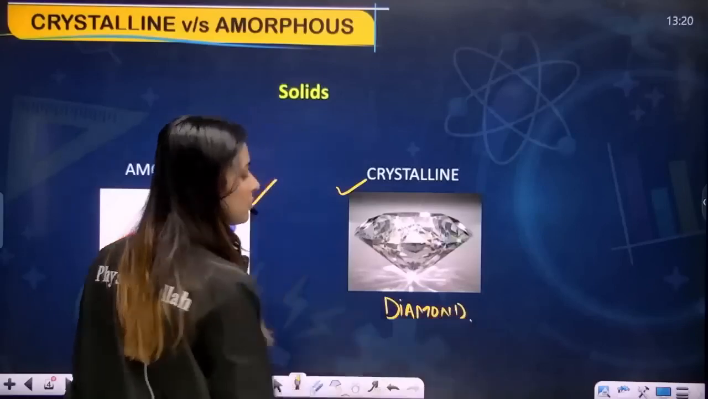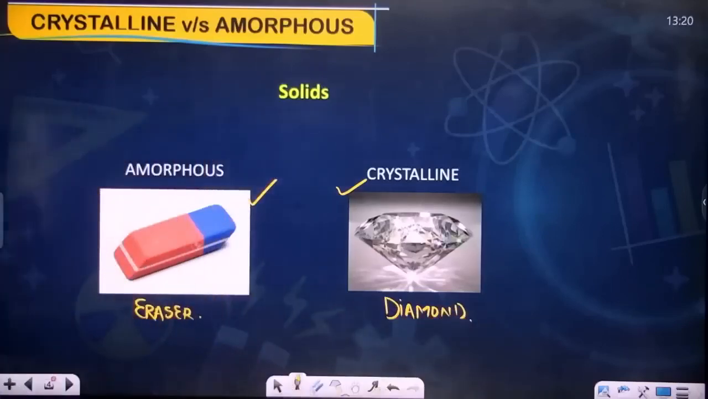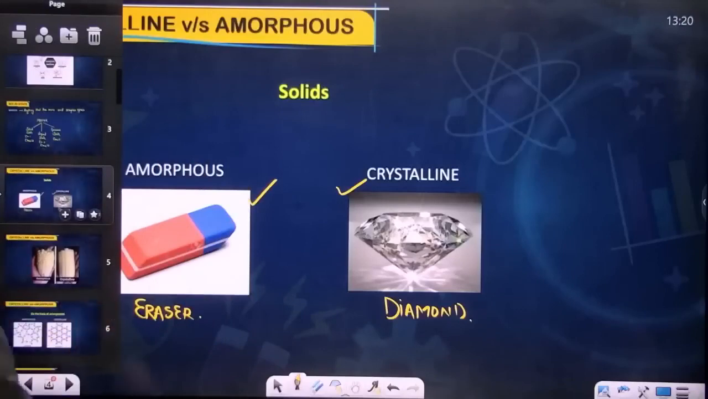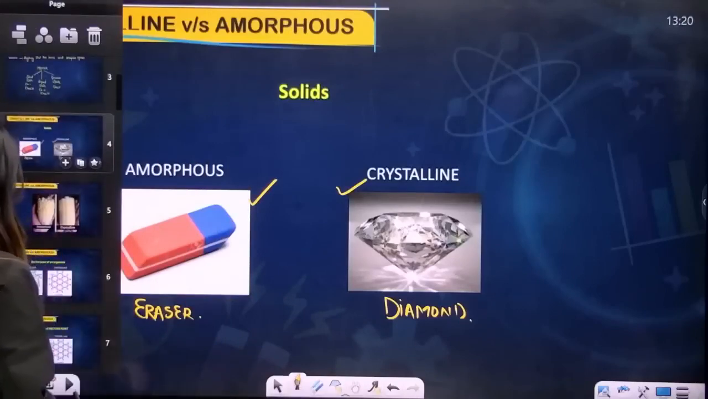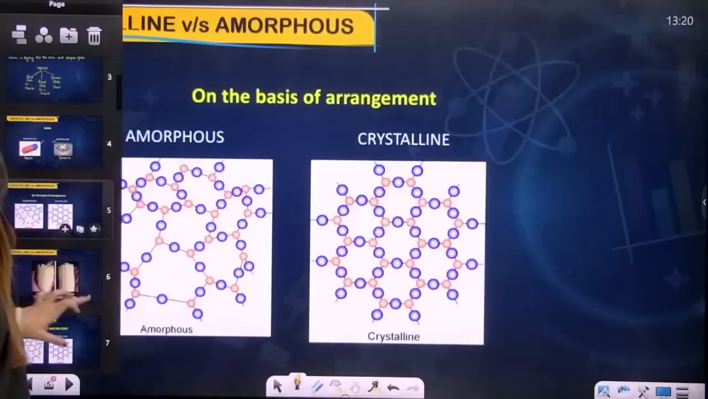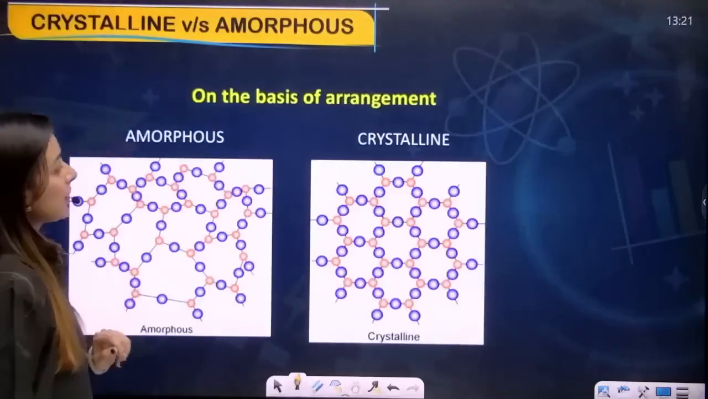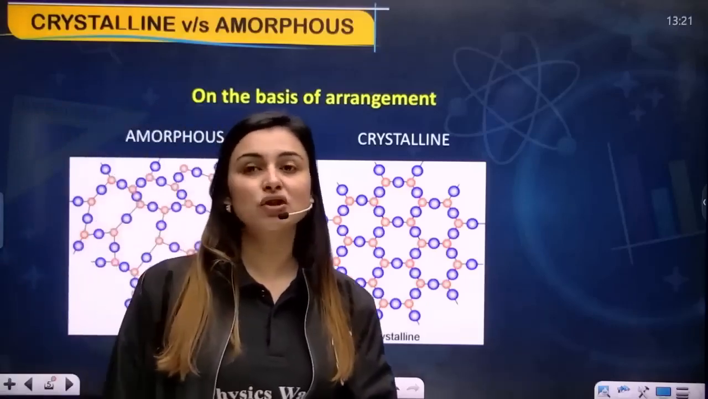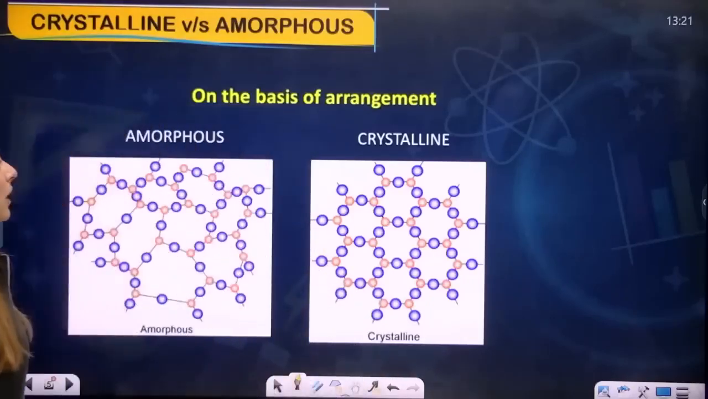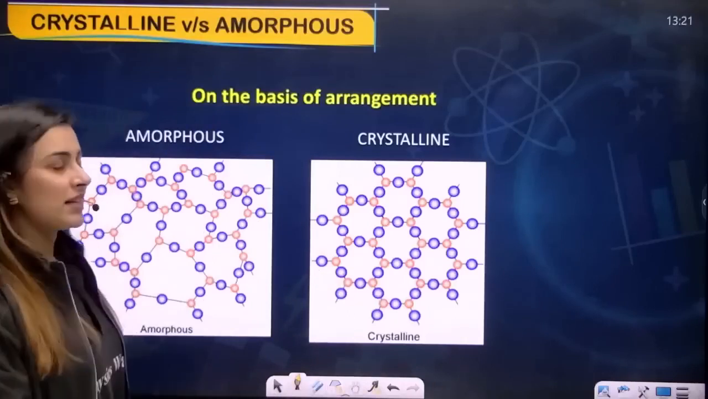Now let's move forward. So now my dear students, I just want to tell you that the first classification is on the basis of arrangement. The first classification is actually on the basis of arrangement. So let's try to understand arrangement of amorphous and crystalline solid.